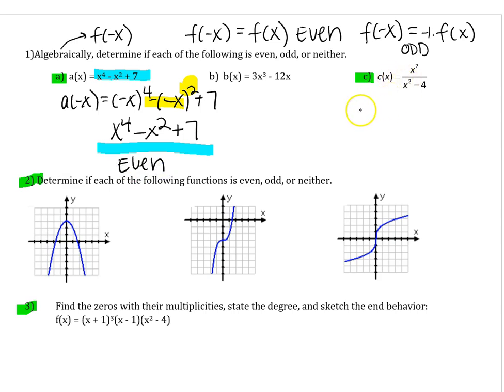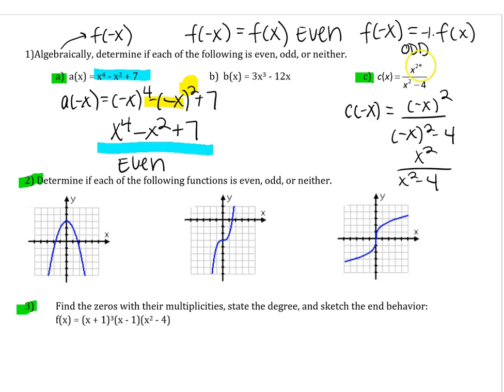Now C is where things get a little bit weirder. If I evaluate the function at -x, actually this one's not too weird. I'll talk about weird in a second. Okay, -x squared is a positive x squared. Same thing down here. -x squared is positive x squared. Okay, I got the exact same thing back, which means that it would be even.